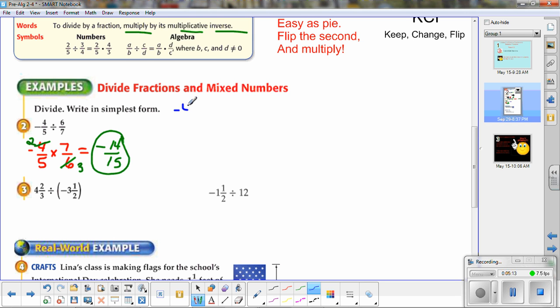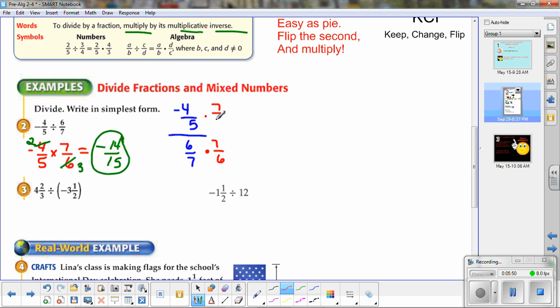Negative 4/5 divided by 6/7 can also be written like this, because remember, a fraction bar is also division. So if I were to take this division problem, negative 4/5 divided by 6/7, if I were to go and multiply both the numerator and denominator by the same thing, I would end up with something equivalent to what I started with. So I'm going to go ahead and multiply the numerator and denominator by 7/6.